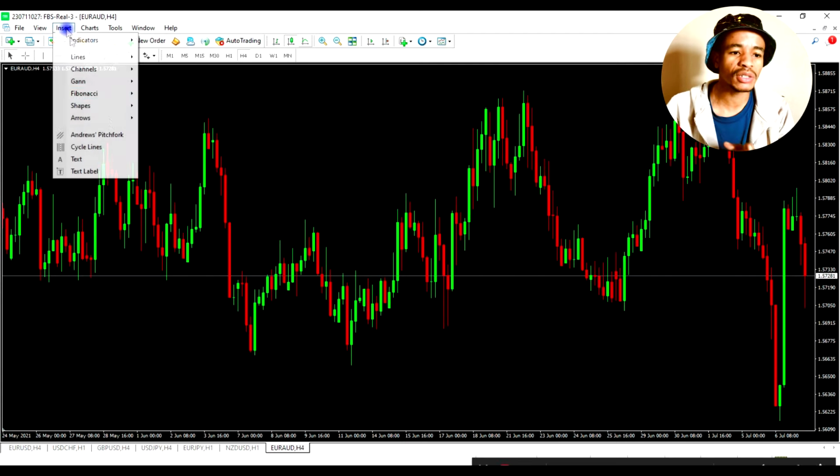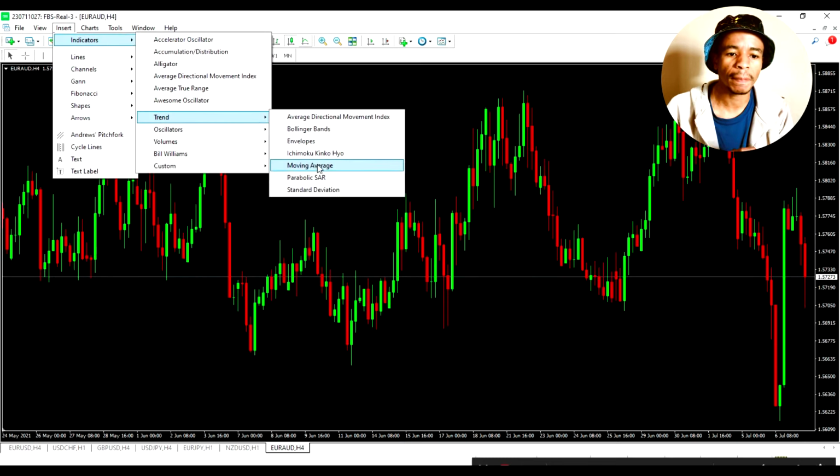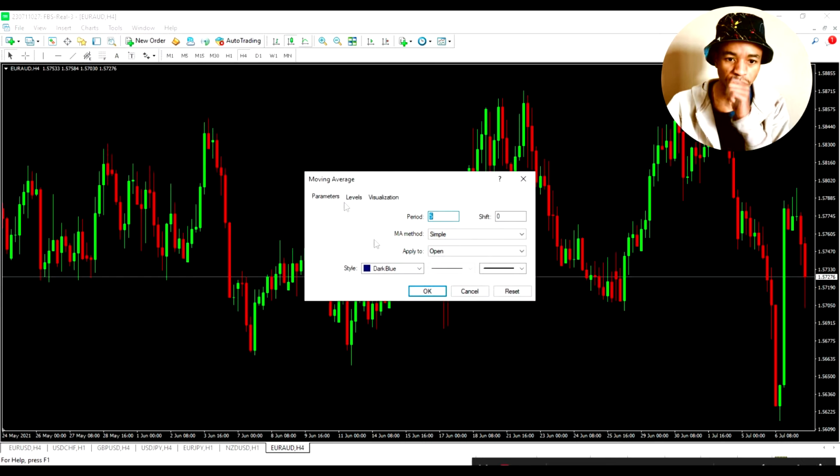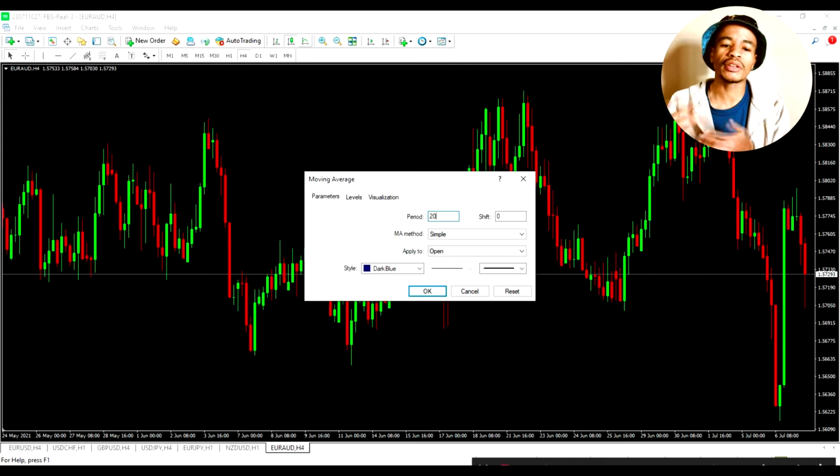So let's just go and insert the indicator, trend, and moving average. So we are going to do this 20. Now the 20 moving average will give us the trend on the market. Either it's an uptrend or it's a downtrend.